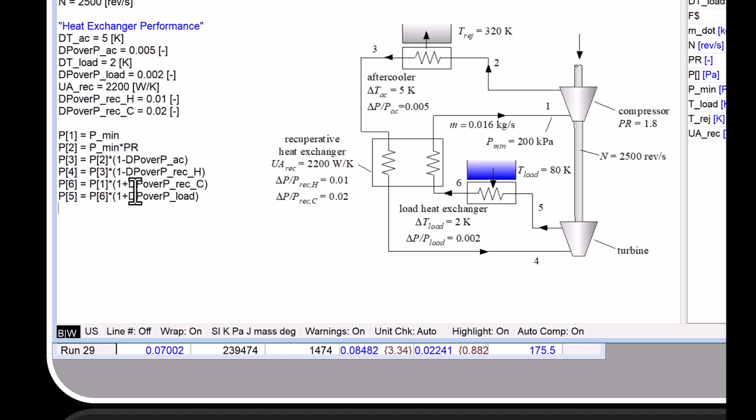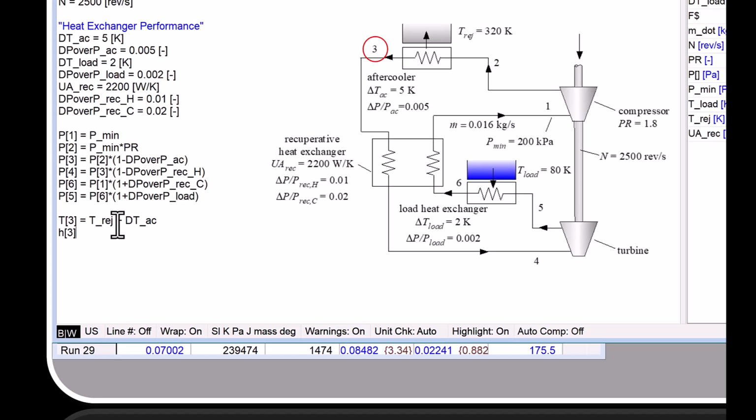So I have all the pressures set, and now I'm going to employ that strategy that we talked about as we looked at the schematic. So the first thing I'm going to do is recognize that I know T3 because I know the approach temperature difference of the aftercooler. Sorry, so this is going to be the heat rejection temperature plus that approach temperature difference. So I know T3 and P3. That means I know every other property at state 3.